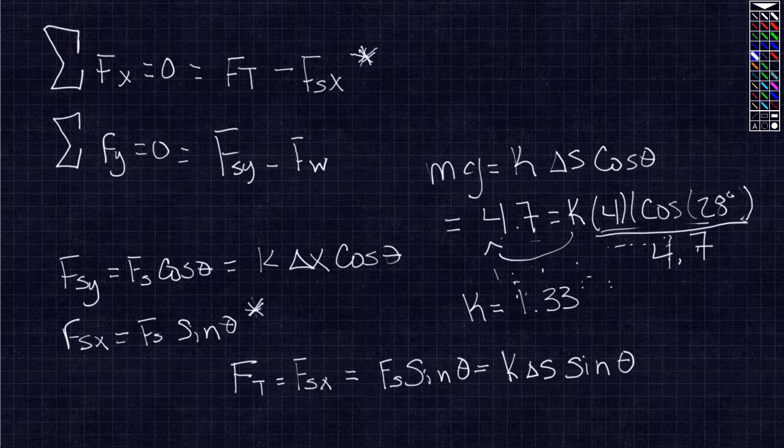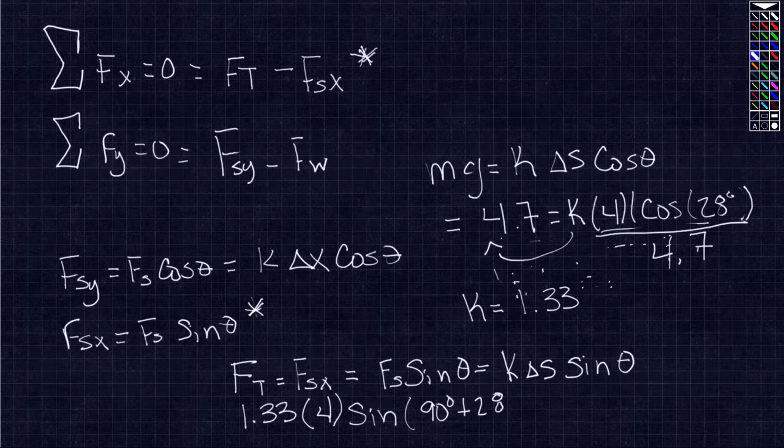And then we plug in what we know, which would be 1.33 times 4, the difference in the stretch, times sine, is going to be 90 degrees plus 28, which is going to equal our Ft, which is 4.697 newtons.